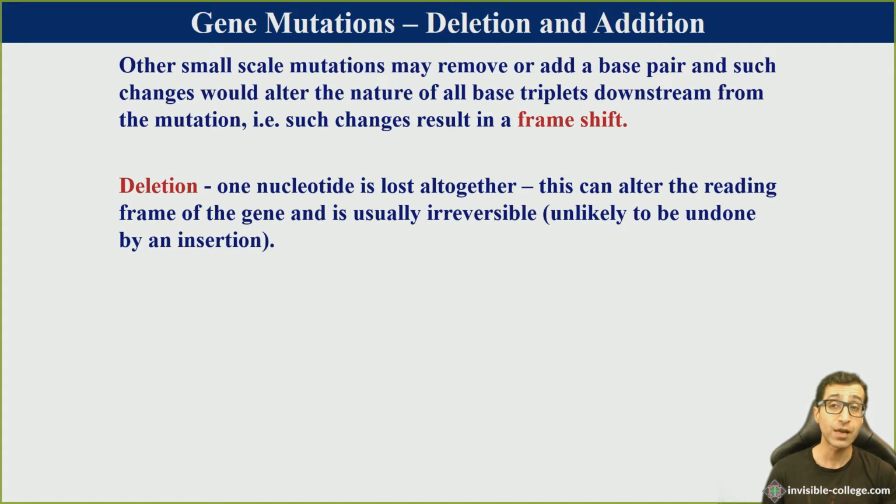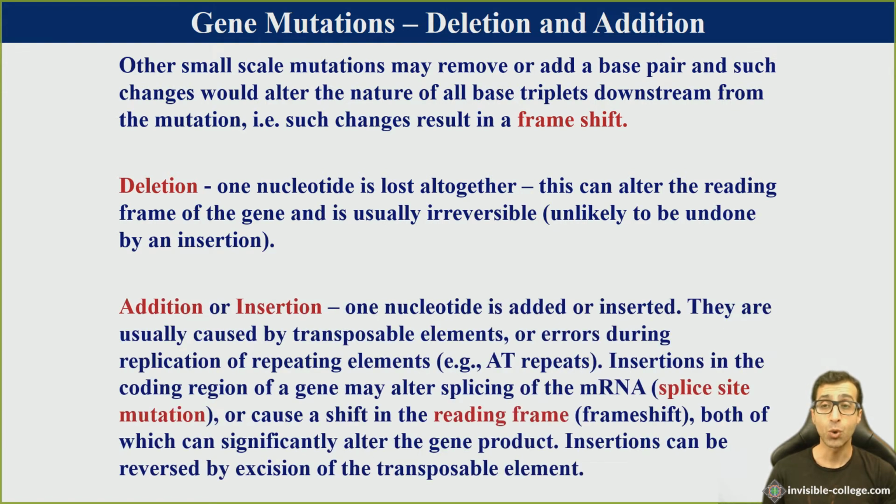and this is usually irreversible and is unlikely to be undone by an insertion. But we also have addition or insertion mutations, and this involves the insertion or adding of one nucleotide somewhere within that gene sequence. Now these are usually caused by transposable elements or errors made during the replication of repeating elements, in particular the repeating of adenine-thymine sequences.